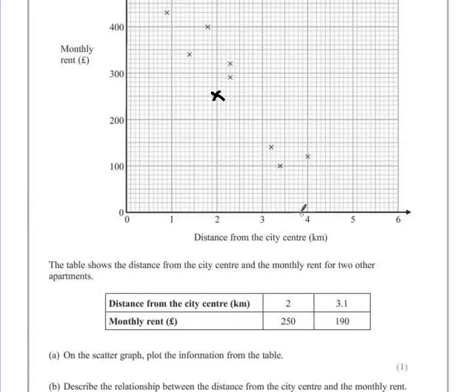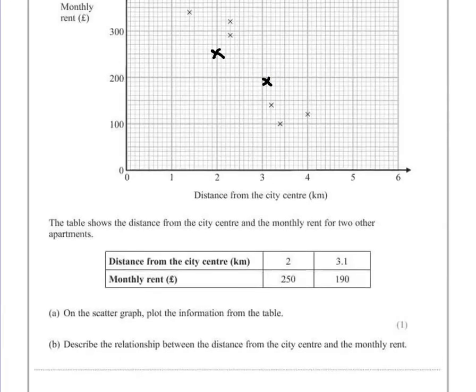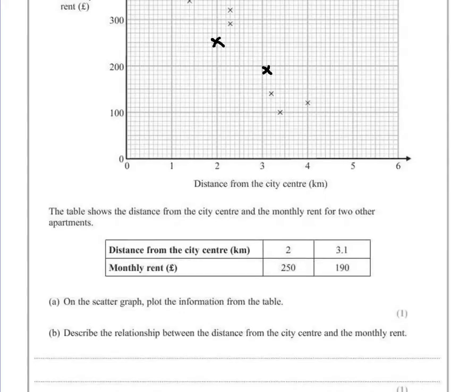Our second point is 3.1. Now we've got 10 lines here, so each of the lines represents 0.1 of a kilometre. So 3.1 is the next line after 3. The monthly rent is £190, which is 1 line below 200, because if there are 10 lines, each line represents £10. Once again, a small cross at those coordinates will give us that full mark. If you miss one of those points or you're not accurate enough, you could risk losing that 1 mark, so be careful.